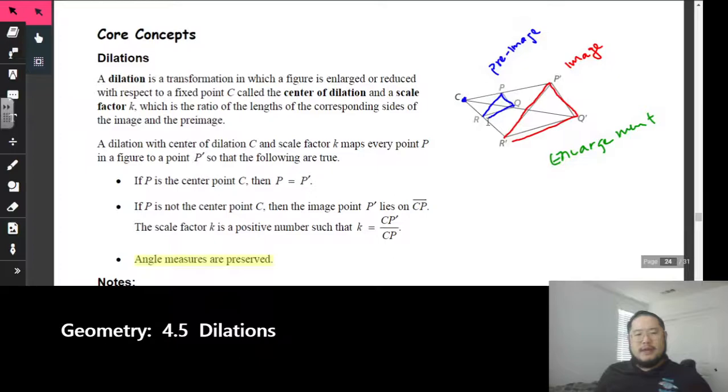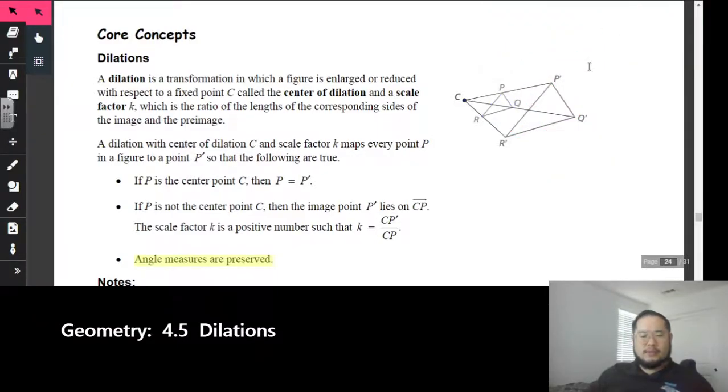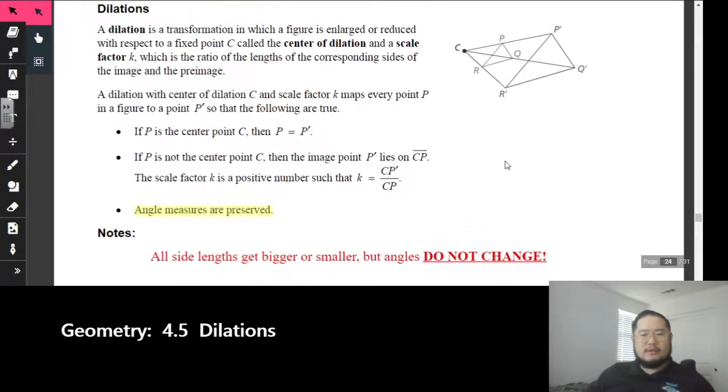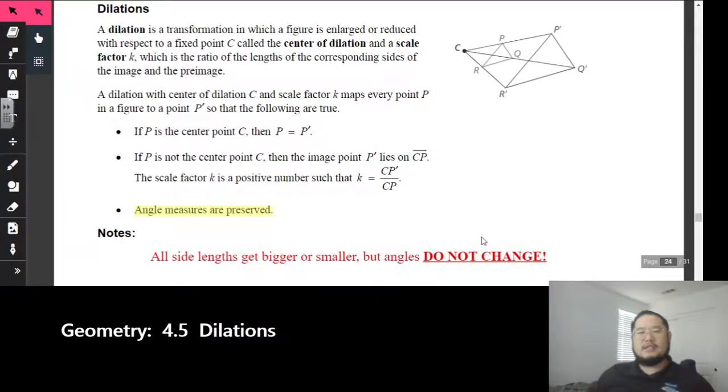One of the big things right here that does stand out out of these three bullet points is the last one. And remember that angle measures are preserved. So no matter how big or how small, how much it's been enlarged or reduced, the angle measures are preserved, that they stay the same, right? All sides get bigger or smaller, but angles do not change, is the bottom line.